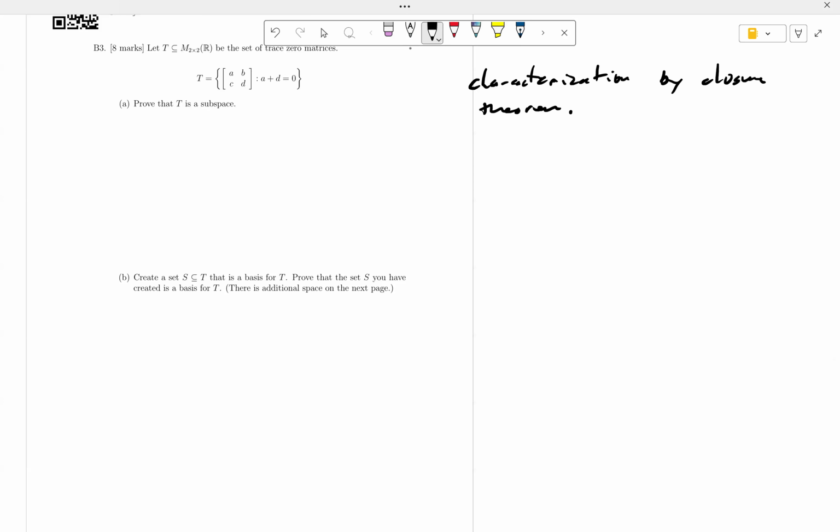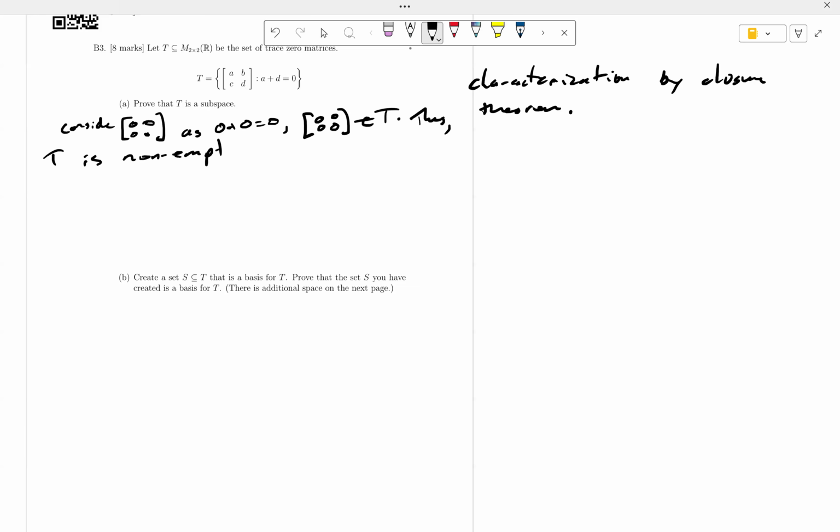And to show non-empty, we're going to show that something's in it. So consider 0, 0, 0, 0. As 0 plus 0 equals 0, 0, 0, 0, 0 is in T. Thus, T is non-empty. And this 0 comes from my first entry, whereas this 0 comes from my bottom right entry.